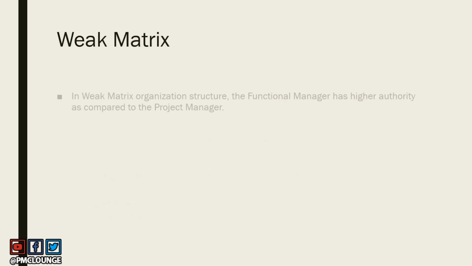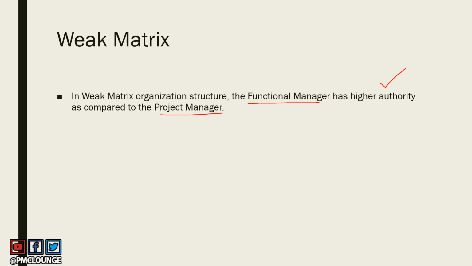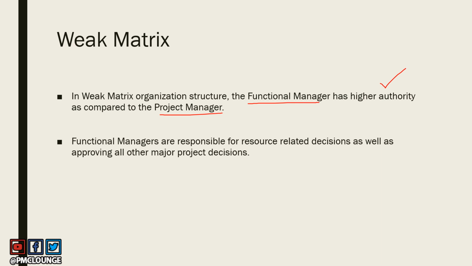Number one is weak matrix organization. So what happens here is that the functional manager has higher authority as compared to the project manager. Remember, we said that the functional manager and the project manager are going to share authority, but we never said that they are going to share it equally. And this is where weak matrix comes into the picture, where the functional manager has higher authority as compared to the project manager. Now, functional managers are responsible for resource related decisions, budget decisions. They are also going to approve all major project decisions.